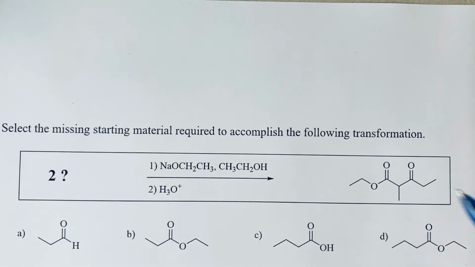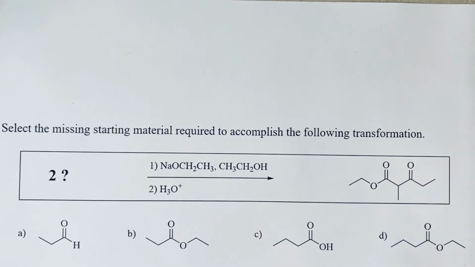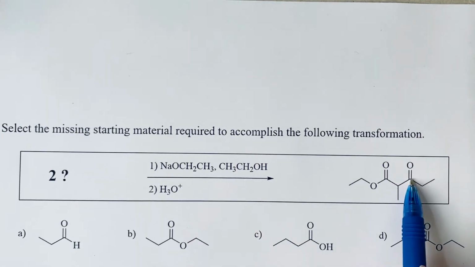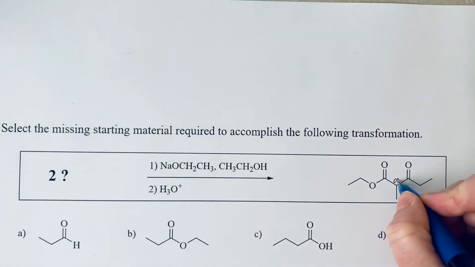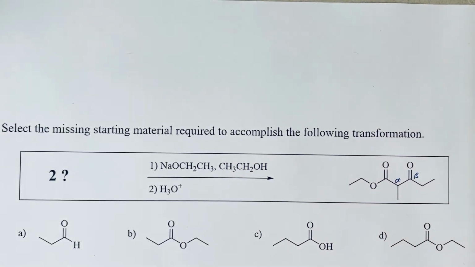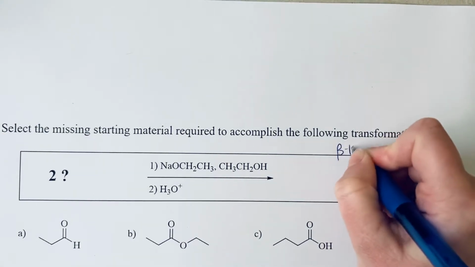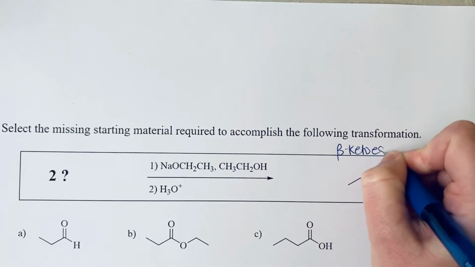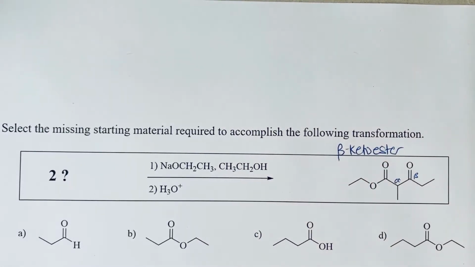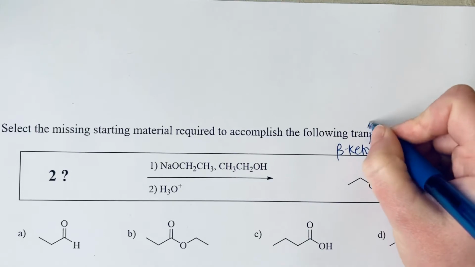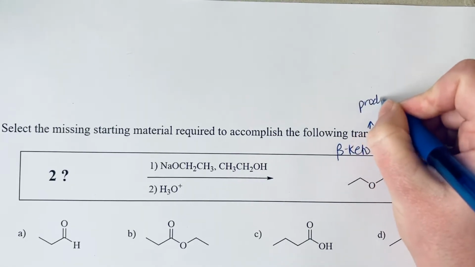And we also want to look at what the identity of the product is. So we see we have an ester and we have a ketone. And that ketone is at the beta position, if this is alpha and this is beta. So we have a beta keto ester. And we need to recognize that this is the product of a Claisen condensation.